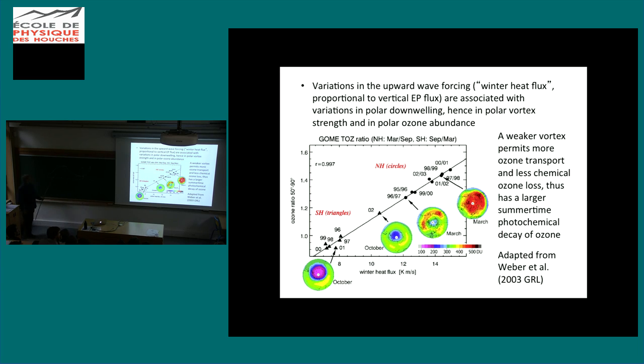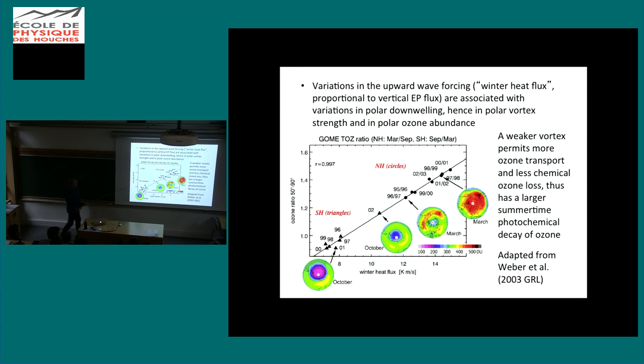But the idea is that if you have more wave forcing, then first of all, you have more ozone transport, so this basic curve is going to get pushed up. But you also have a weaker and a warmer vortex. A warmer vortex means less ozone loss, because the ozone loss happens through polar stratospheric clouds that only form when temperatures get cold. So this also goes up. For both reasons, more wave forcing means less ozone loss and more ozone transport, and therefore a bigger ratio between this peak and this.